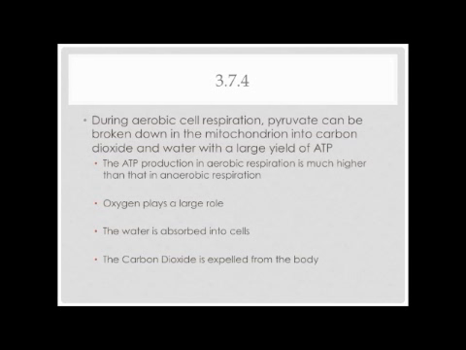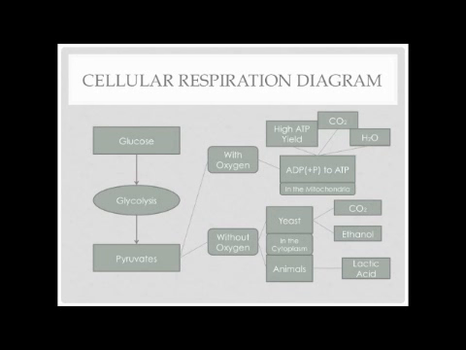The ATP production in aerobic respiration is much higher than that of anaerobic respiration. Oxygen plays a large role in this. The water that it creates is absorbed into the cells, and the carbon dioxide is expelled from the body. This last slide shows a helpful diagram of cellular respiration that can be used in your notes for further reference.